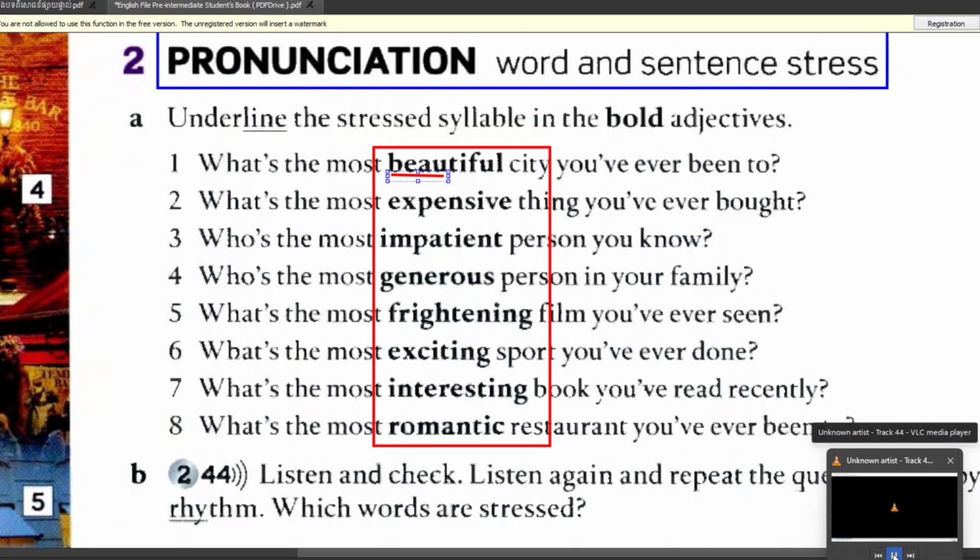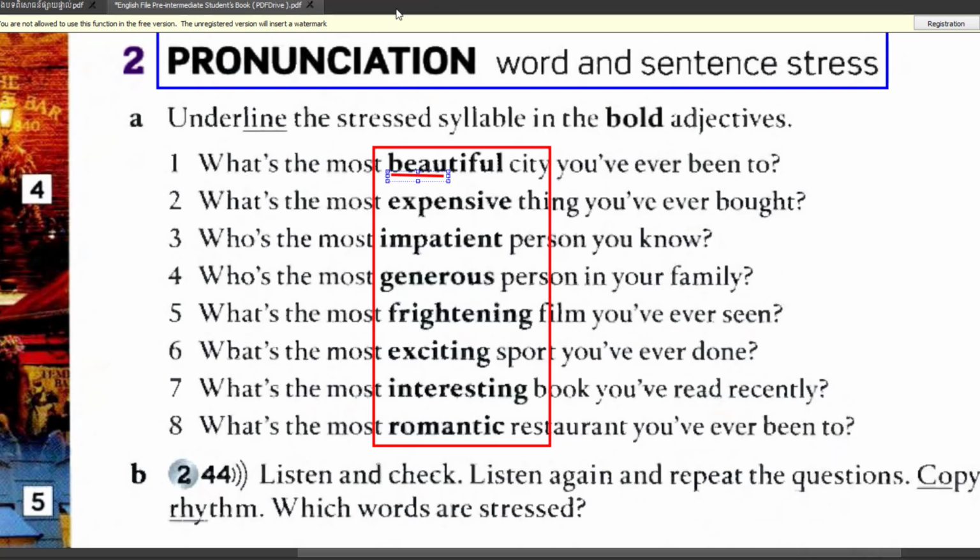What's the most expensive thing you've ever bought? Which one? Expand. Pen.